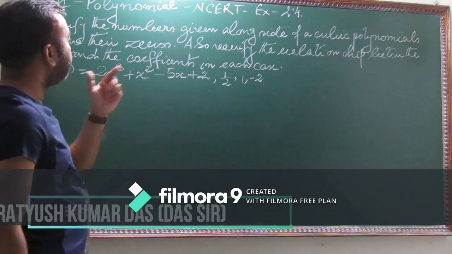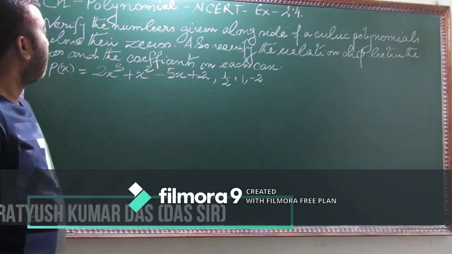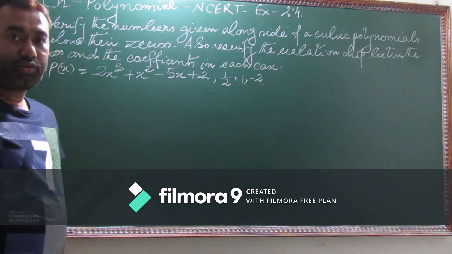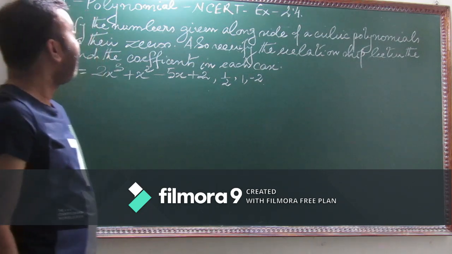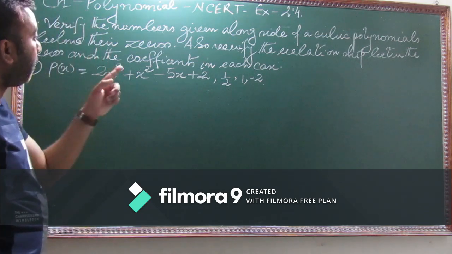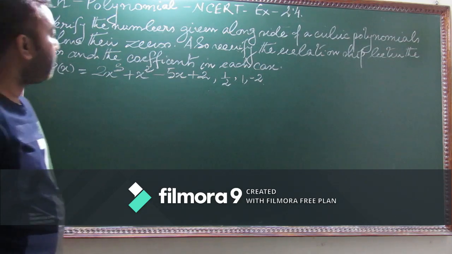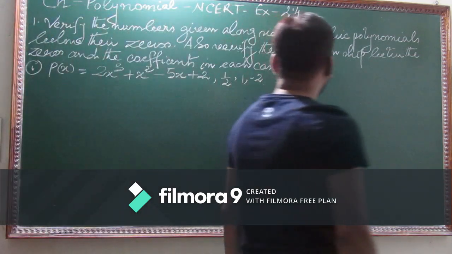Going to start exercise 2.4 of the chapter Polynomials. I am going to do all the questions from the NCERT book, optional exercise. So I am going to discuss now the first question. What is the first question?